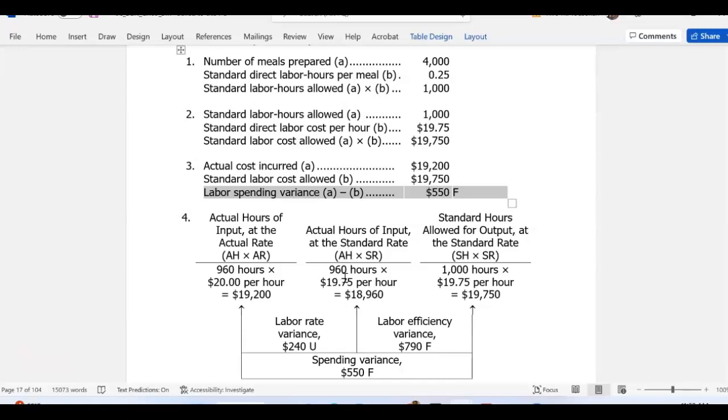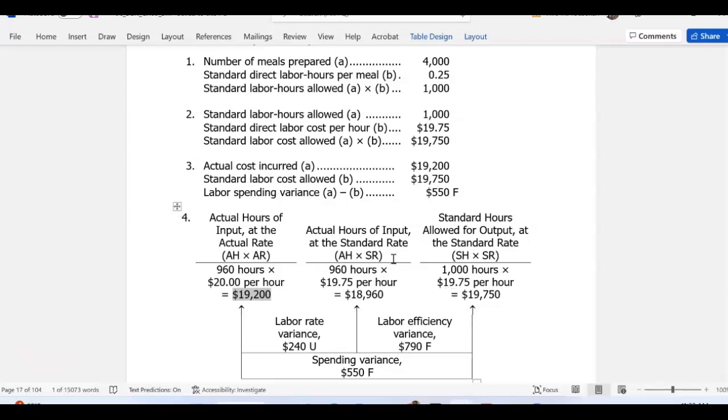Actual hours was only 960. It was given to you by management. But standard price is 19.75, so it should be 18,960 for 960 actual hours. And the total labor cost was 19,200. They might not give you this $20 per hour, which you don't need anyway. All you need is this number, which is again given to you by management because they know how much they spent for the labor cost. So that number, you just plug it in.